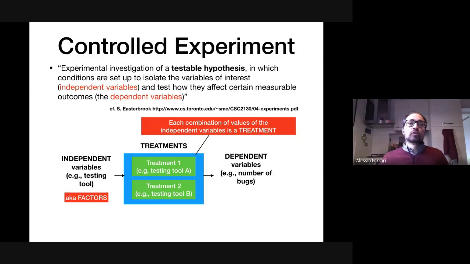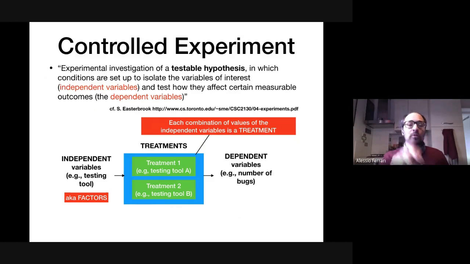A controlled experiment, let's read the slide, is an experimental investigation of a testable hypothesis, in which conditions are set up to isolate the variables of interest, the independent variables, and test how they affect certain measurable outcomes, the dependent variables. So what does it mean? Look at the picture, and I think it's quite intuitive.